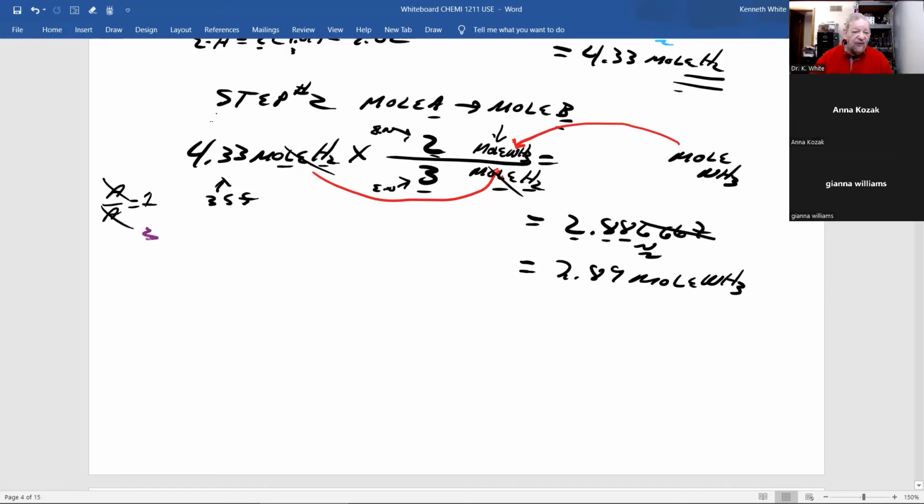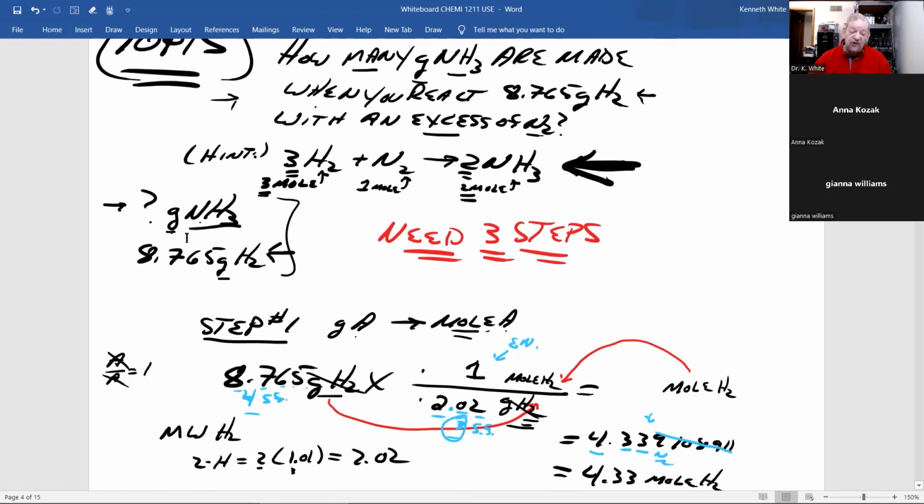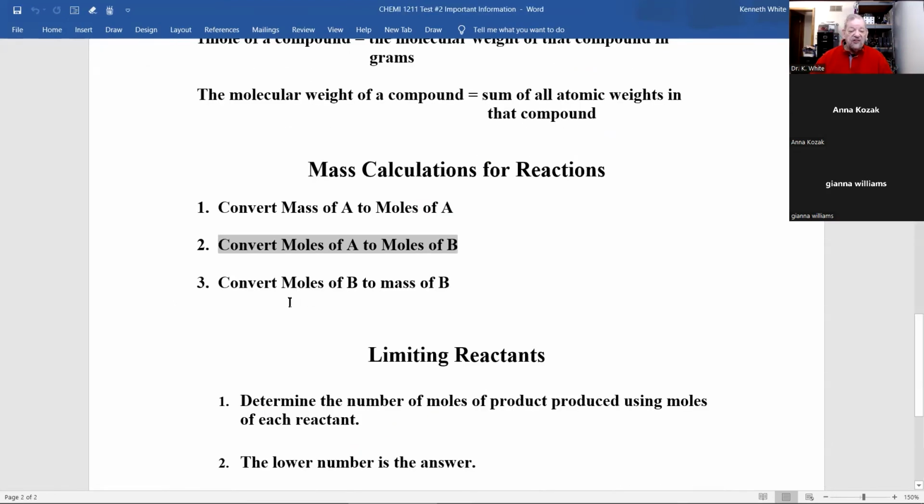All right, so we're at step 2. We just calculated moles of ammonia. Are we done? And the answer is no, because we want to get the grams of ammonia, and we need 3 steps. So now, what is step 3? Well, you look at important information: moles of B, in this case ammonia, to mass, which is grams of B.